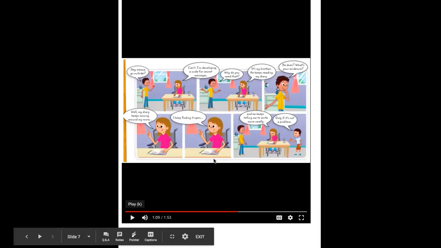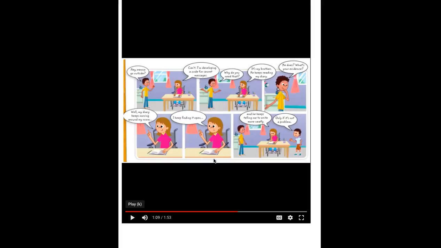So I'm going to go ahead and read this comic to you. Hey, want to go outside? Can't. I'm developing a code for secret messages. Why do you need that? It's my brother. He keeps reading my diary. He does? What's your evidence? Well, my diary keeps moving around the room. I keep finding it open. And he keeps telling me to write more neatly. Only if it's not a problem.